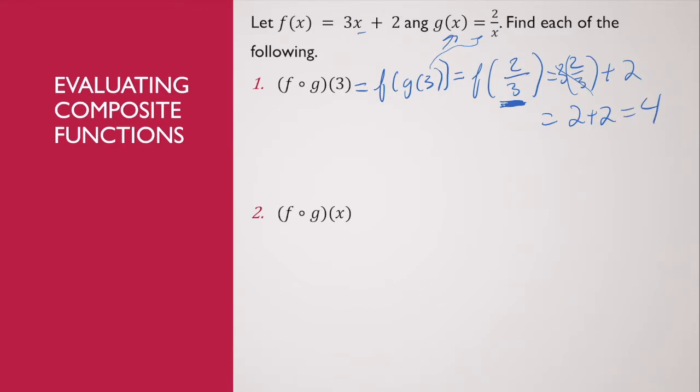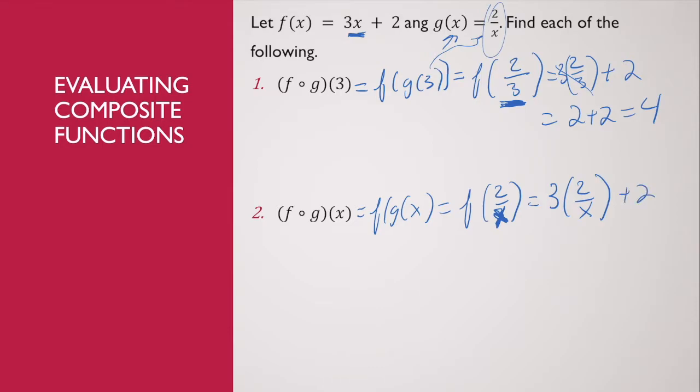So if I want to take f composed with g of x, I would take f of g of x. That means I'm substituting in the equation g of x, which in this case is a rational expression, for x in f. So now I have 3 times 2 over x, because I substituted in for x, plus 2. So I get 6 over x plus 2 as our composite function.